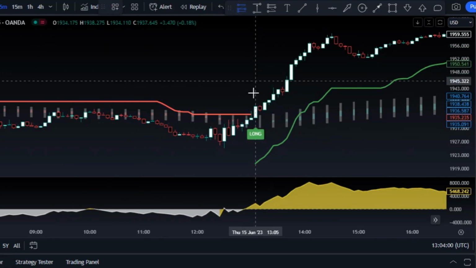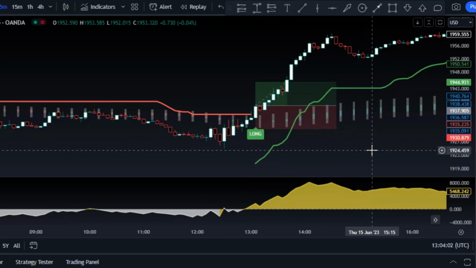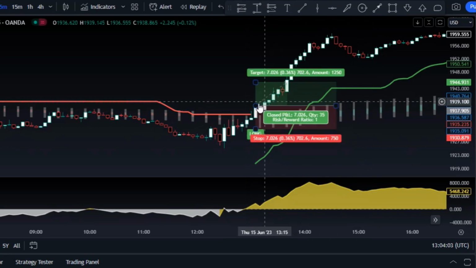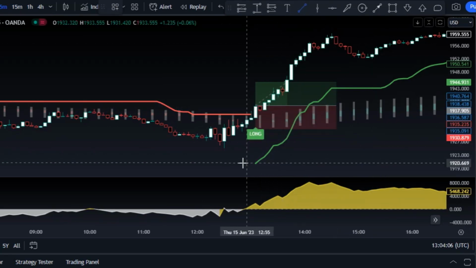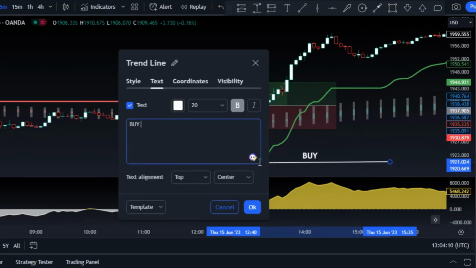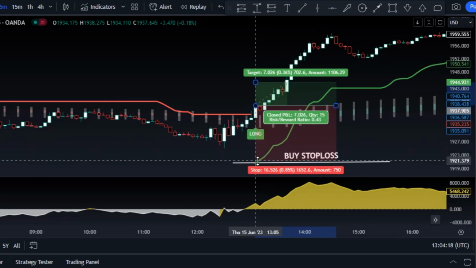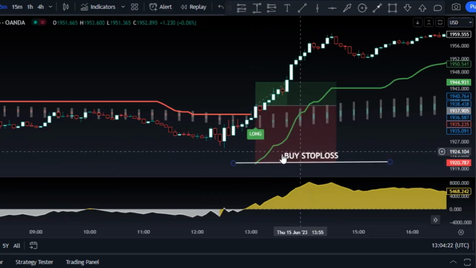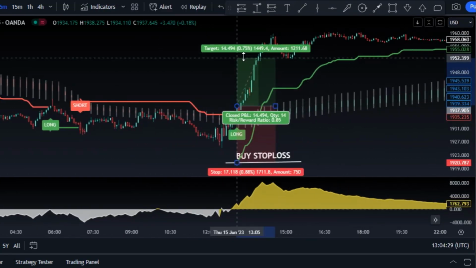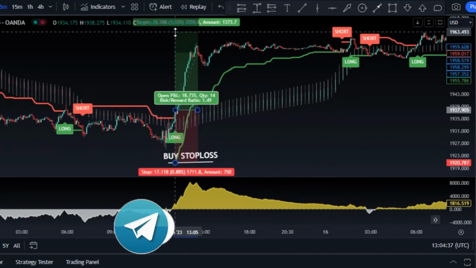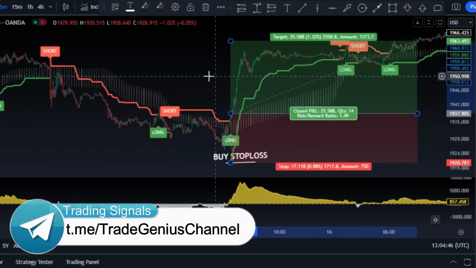And if all three of those things happen, then we can enter the trade at the close of that signal candle. And for a stop loss, we'll place it right at the super trend line. And for taking profits, let's aim for a 1 to 1.5 risk to reward ratio.